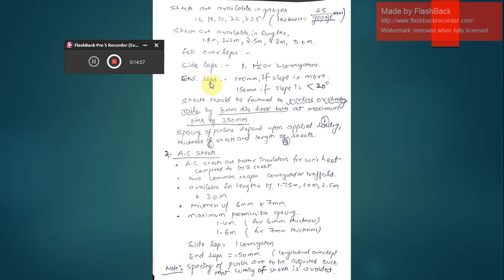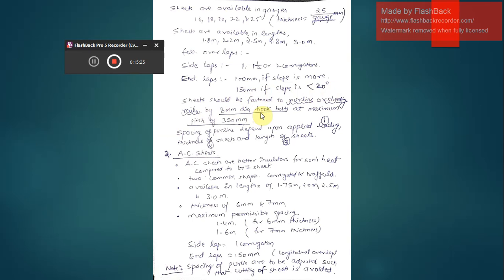And the end laps: if we are connecting the two sheets in the longitudinal direction, then there is an end lap, and that is 100 mm if the slope is more. The slope and end lap are inversely proportional to each other, meaning if we have a greater slope for the roof covering material, then the end lap is lesser, 100 mm, and if the slope is lesser than 20, then a greater end lap of 150 mm.